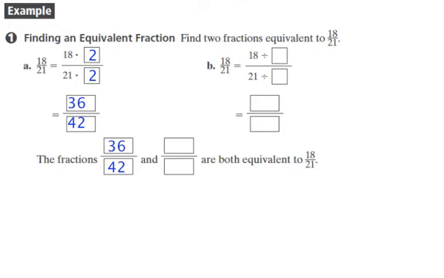You can also divide both numbers by the same number. In this case, we're going to divide both of them by 3. 18 divided by 3 is 6, and 21 divided by 3 is 7. So 6 over 7 is also an equivalent fraction to 18 over 21.